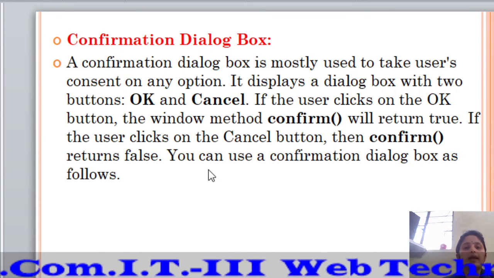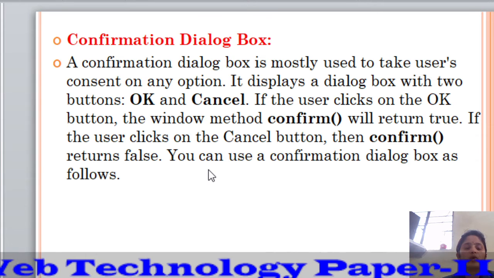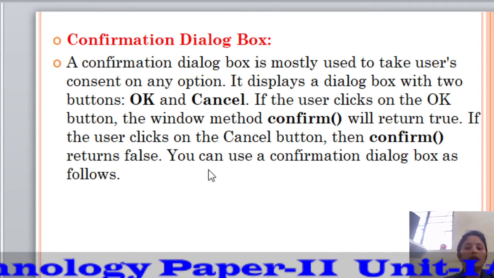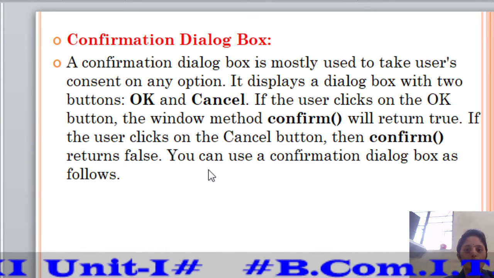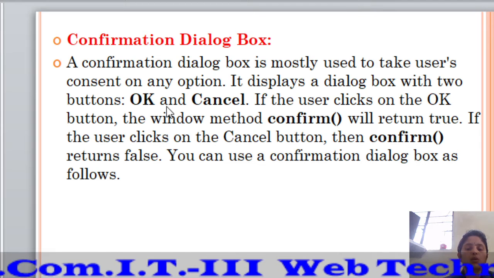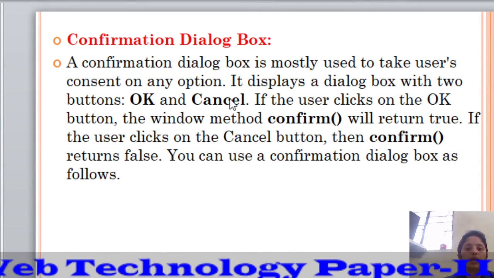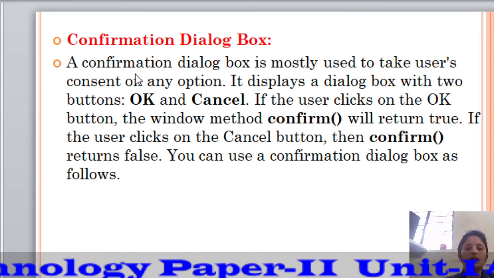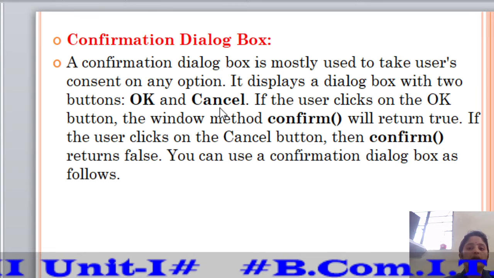The next dialog box is the confirmation dialog box. A confirmation dialog box is mostly used to take the user's consent on any option. It displays a dialog box with two buttons, OK and Cancel. In the alert dialog box, there is only one button, which is the OK button. But in the confirmation dialog box, there are two buttons, which are OK and Cancel.